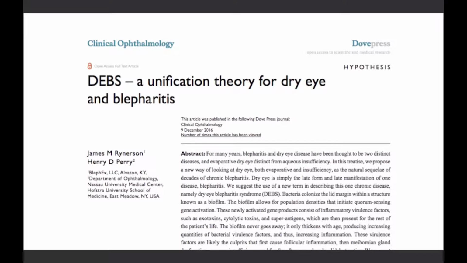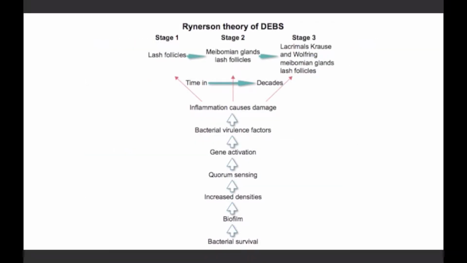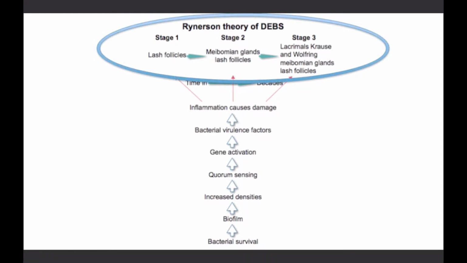Throughout the paper, Dr. Reinerson describes lid margin disease involving several steps, including bacterial survival, biofilm formation, overcolonization, quorum-sensing gene activation, virulence factor production, and inflammation. He proposes that these virulence factors are likely the culprits that cause follicular inflammation, then meibomian gland dysfunction, aqueous insufficiency, and finally, after many decades, lid destruction, as evidenced by entropion and ectropion.